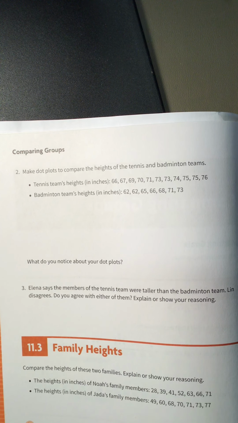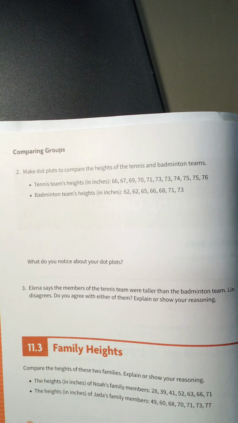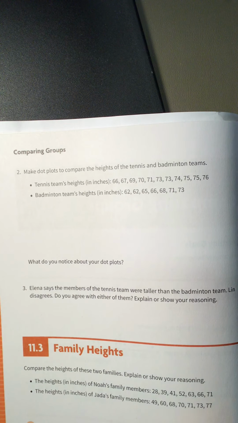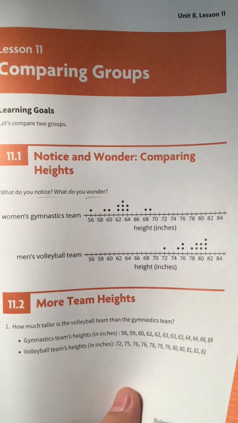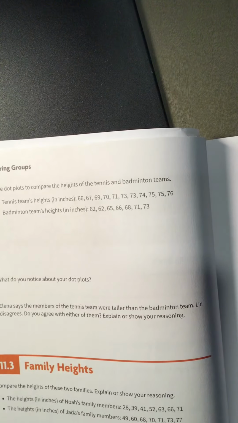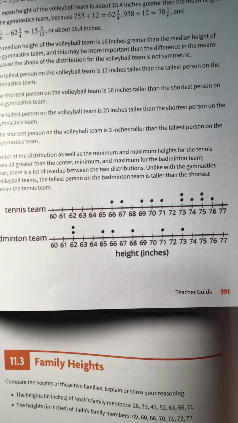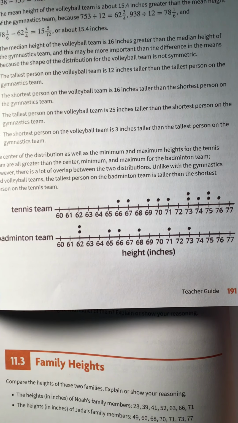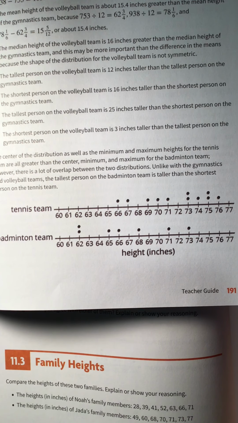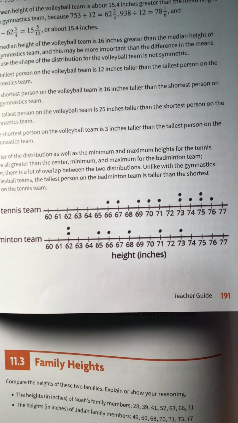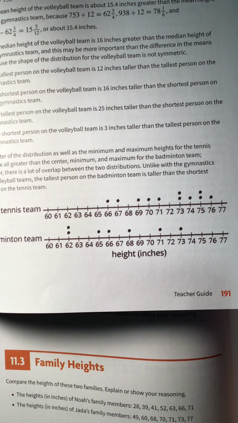Okay, make a dot plot to compare badminton and tennis. A dot plot is just going to be putting a dot where the heights are. I already have that one done, so I will show you that, and then you can pause it and write it in there for yourself. There's the dot plot of the badminton and tennis team, so go ahead and pause that so you can make that.